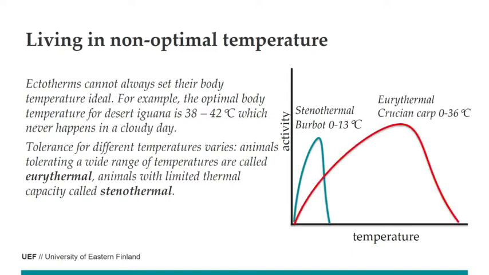But then we have the eurythermal crucian carp, tolerating from 0 to 36 degrees Celsius. So it's a very large variation of temperature it can tolerate. Crucian carp also lives in small ponds where the water temperature can rise quite high, and they are usually quite shallow. So it might be that there are no places to hide from the temperature rises.